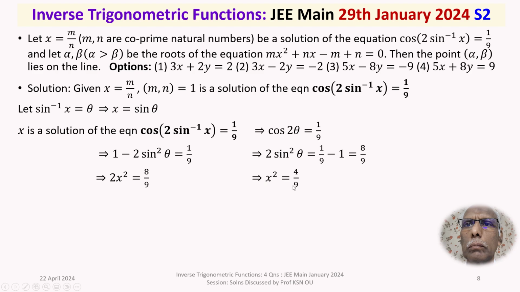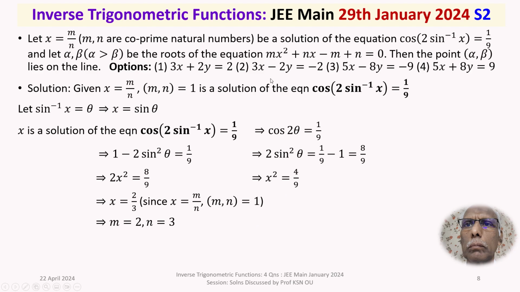Then x will be equal to 2 by 3 we take, and minus 2 by 3 we reject it. Why? Because x is m by n, where m and n are natural numbers, therefore x is positive. And you have to take such an x where it will look like m by n, where GCD of m and n is 1. Therefore, you take x is equal to 2 by 3, and 2 and 3 are relatively prime. So from this you will get m is equal to 2, n is equal to 3.